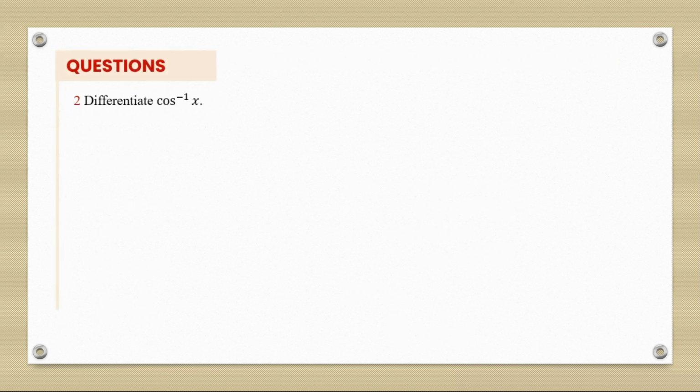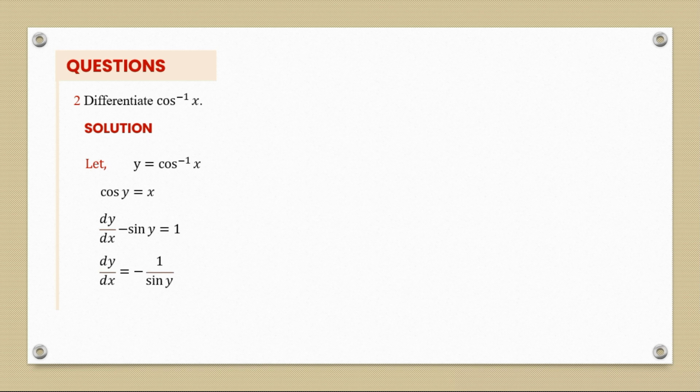And then how about if you have to differentiate cos inverse of x? How do we do that? We're going to do the same thing as we've done in the former number. We let y be equal to cos inverse of x. So cos y shall be equal to x, and then on the left hand side we're going to have dy dx times negative sine y, because the derivative of cos y is negative sine y, being equal to 1, because the derivative of x is 1. So dy dx shall be equal to negative 1 over sine y.